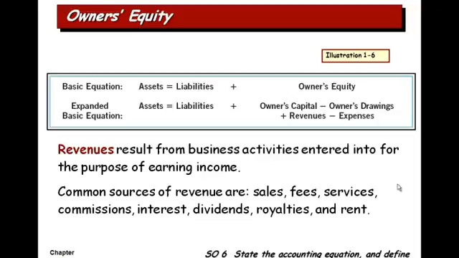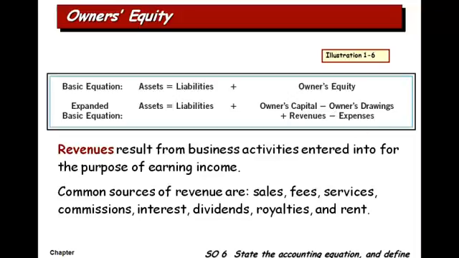So here's the basic accounting equation. Assets equals liabilities plus owner's equity. Expanded, it is assets equals liabilities plus the breakdown of owner's equity, which includes owner's capital, owner's drawings, revenues, and expenses. So revenues add to owner's equity, expenses are deducted from owner's equity, and the same thing with drawings.